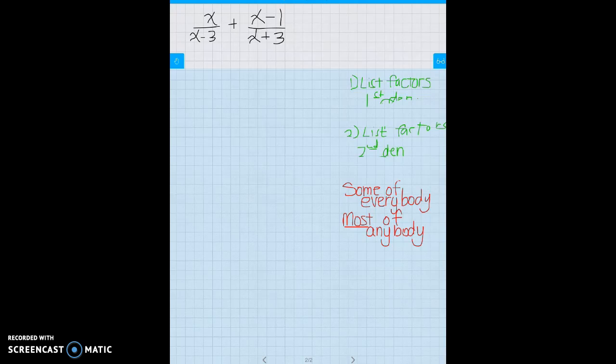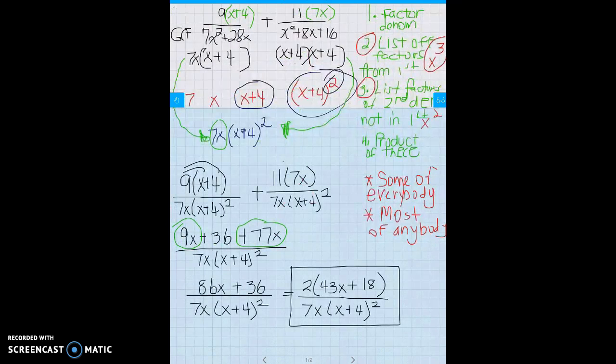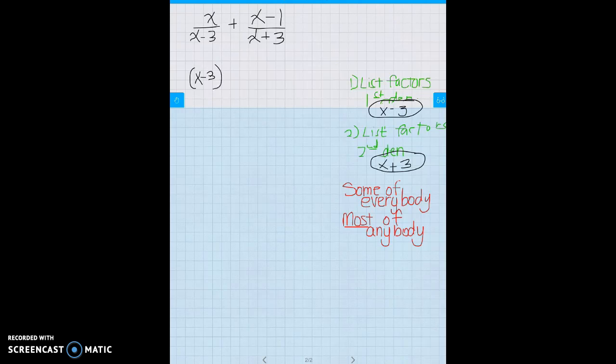Okay, so my first step is to find my common denominator. So my factors from my first denominator, it's x minus 3. It's a binomial factor. My factor from my second denominator is x plus 3. And so I need sum of everybody but most of anybody. So the factors that I see are x minus 3 and x plus 3. There are no powers, and they're not the same factors, so that means I need each of those as my common denominator. So my common denominator is going to be x minus 3 times x plus 3.